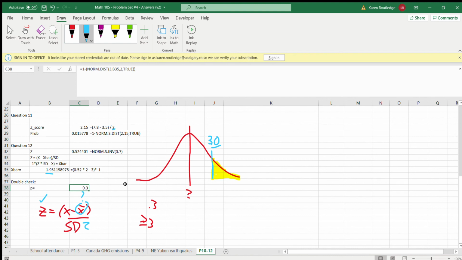The Excel function requires the true flag, which means it'll give us the probability from the left up to our value. And again, that's not what we want. We want the complement of that. We want the right-hand side. So we have to take the complement, 1 minus what it gave us, and we get 0.3. Well, great, because the question told us this should be 0.3, and it is 0.3, so that means we calculated x bar correctly.